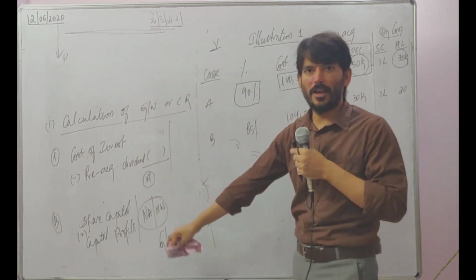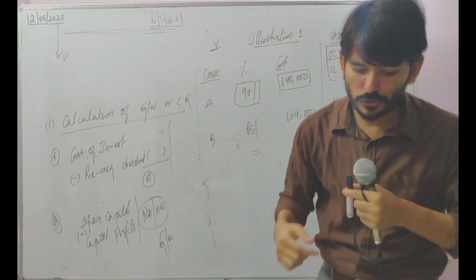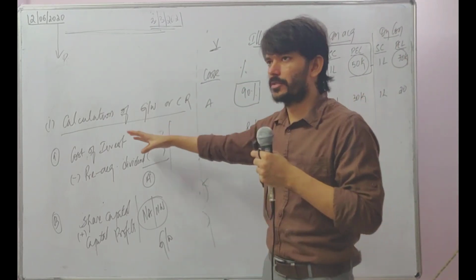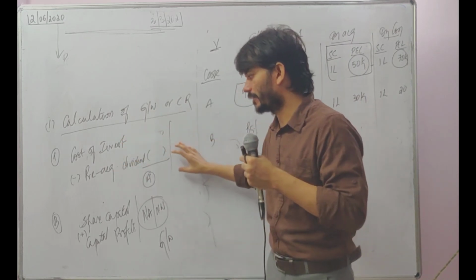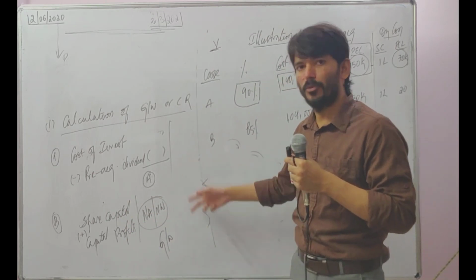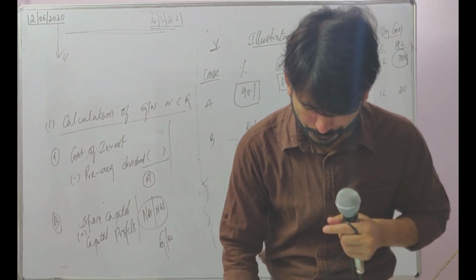Whatever format I have given, the same format you can use for other illustrations also, so that you get the thought process. First, cost of acquisition minus pre-acquisition dividend, first part. B, share capital plus capital reserve. You compare both. You either get goodwill or capital profit.